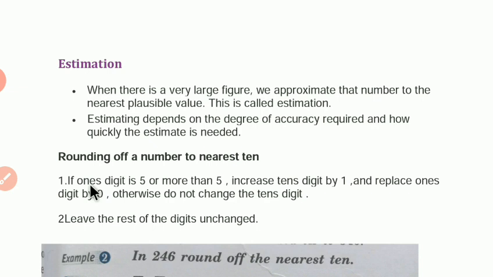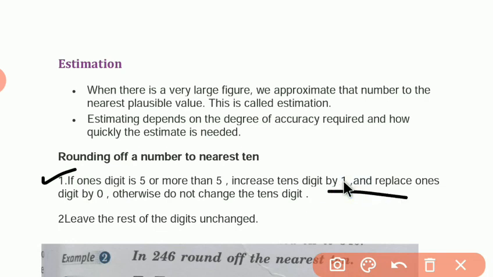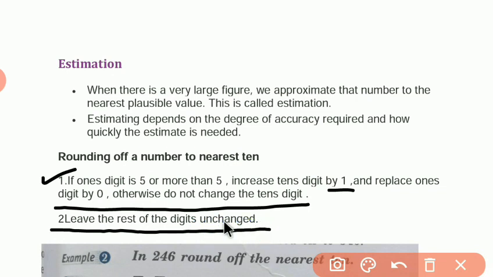First, if the ones digit is 5 or more than 5, increase the tens digit by 1 and replace the ones digit by 0, otherwise do not change the tens digit. And second, leave the rest of the digits unchanged. Let us understand this by example.